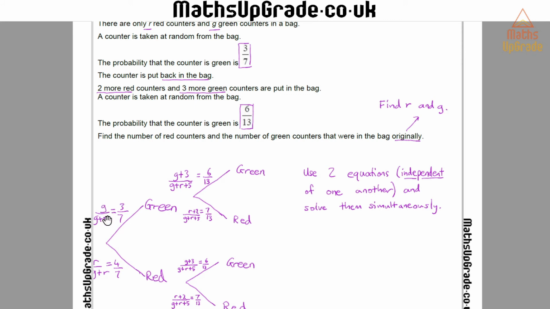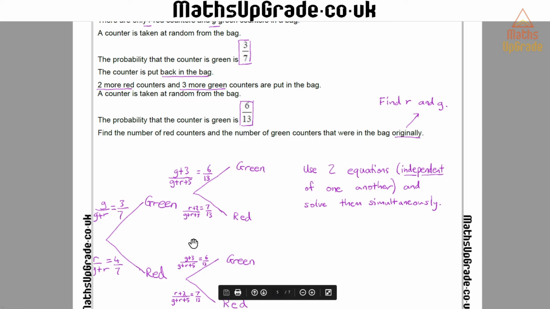So initially, I've got the probability of picking green would be the number of green counters divided by the total number of counters, which is G plus R, and that equals 3/7, since I'm told that in the question. The probability of picking red would be the number of red counters divided by the total, which is G plus R. That must equal 4/7, since these two branches must add up to one whole one, since they're mutually exclusive events. There's only green and red counters in the bag, so they must add up to one whole one.